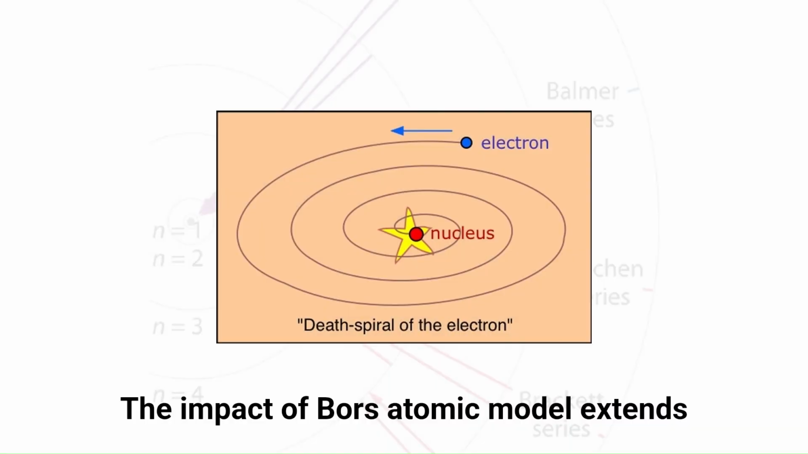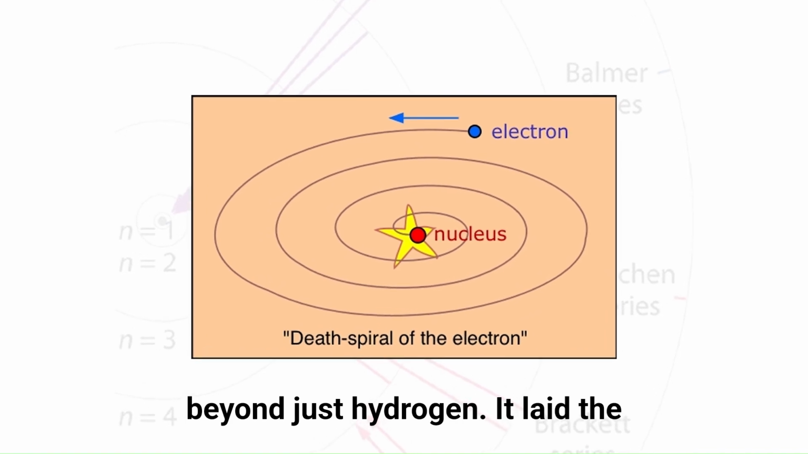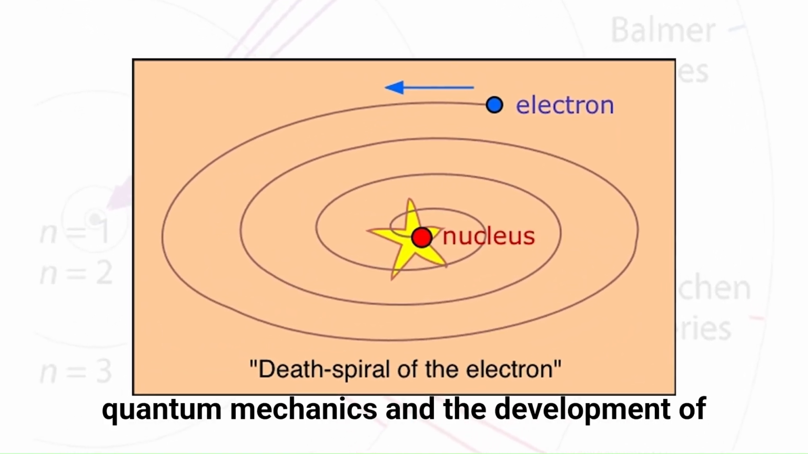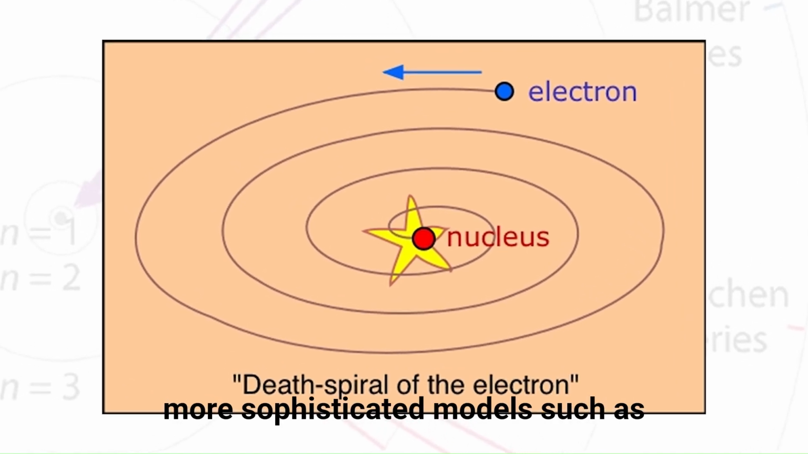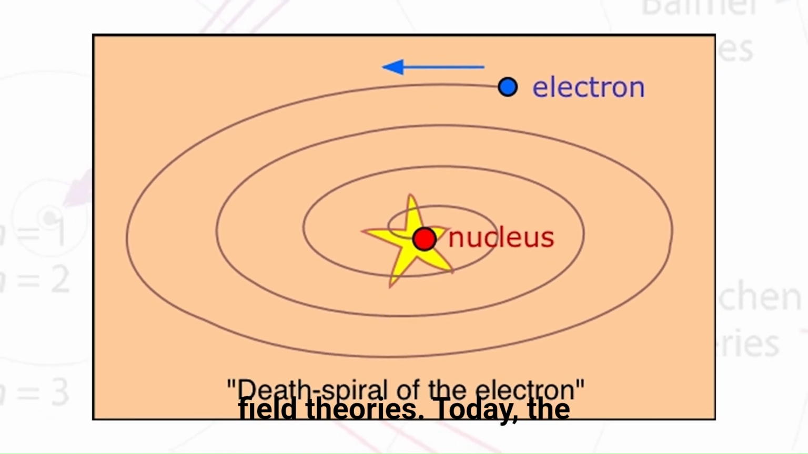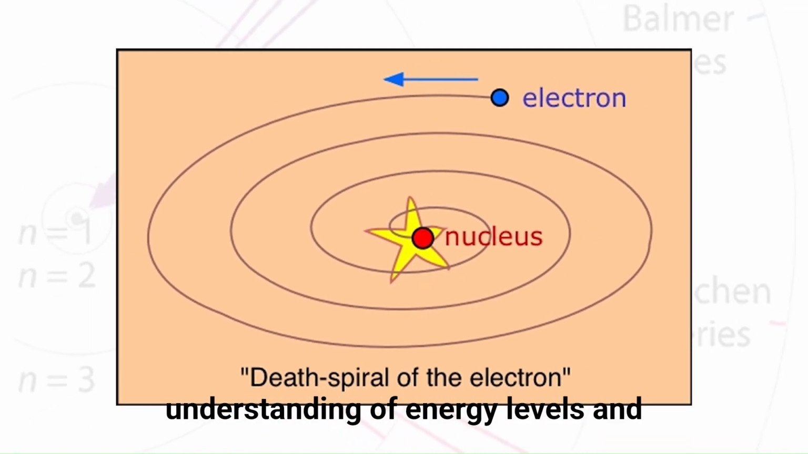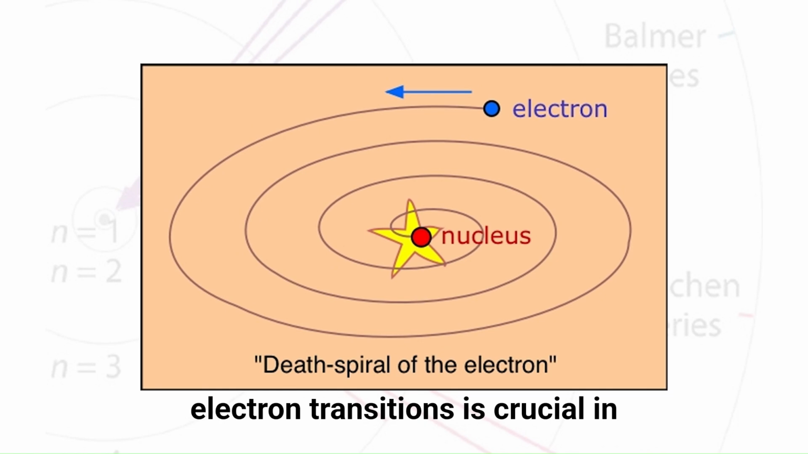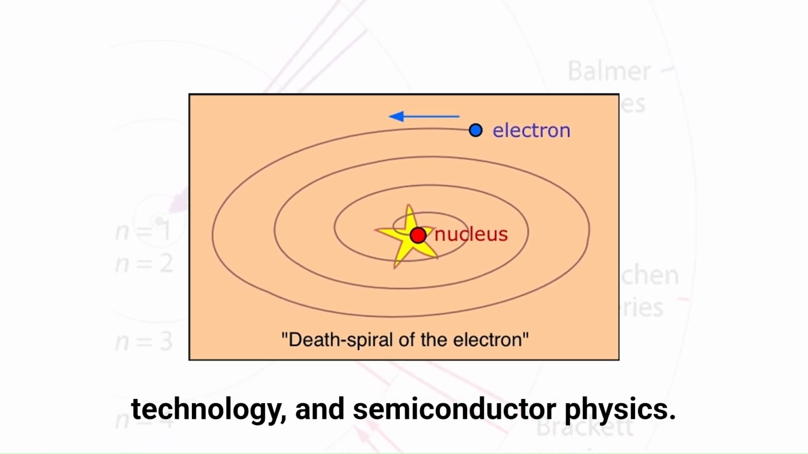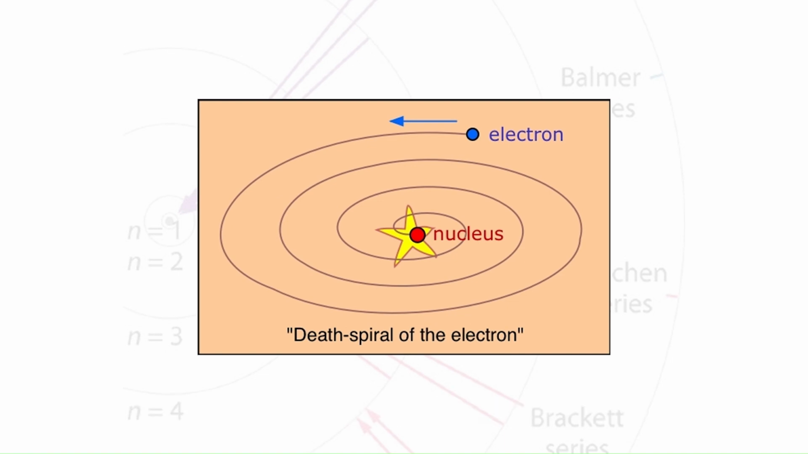The impact of Bohr's atomic model extends beyond just hydrogen. It laid the foundation for further advancements in quantum mechanics and the development of more sophisticated models, such as Schrödinger's wave mechanics and quantum field theories. Today, the understanding of energy levels and electron transitions is crucial in explaining chemical bonding, laser technology, and semiconductor physics.